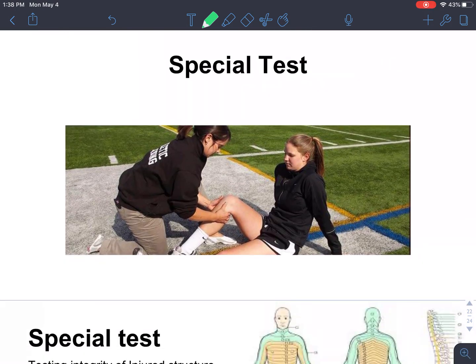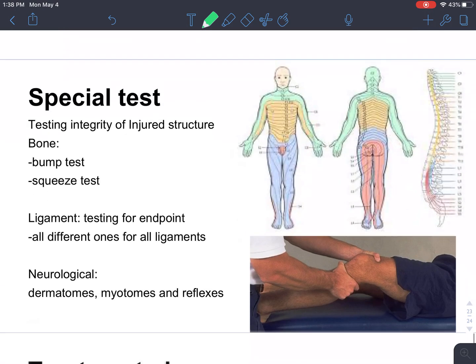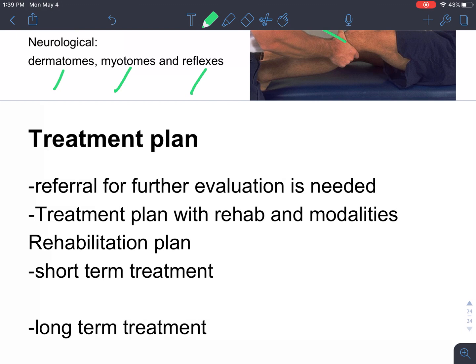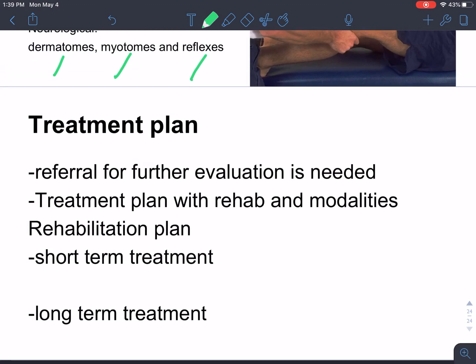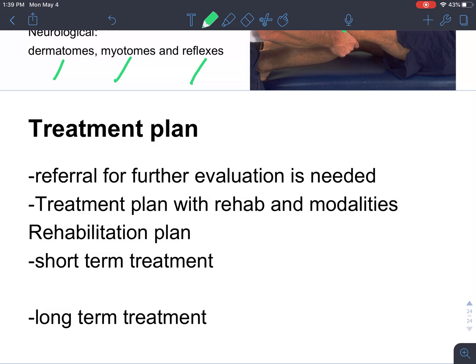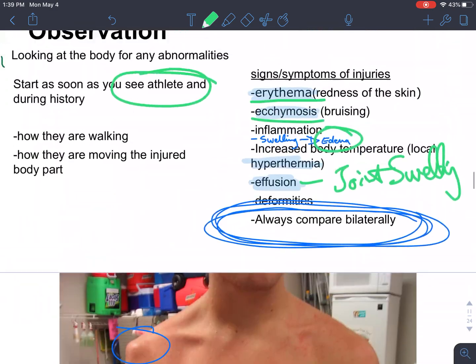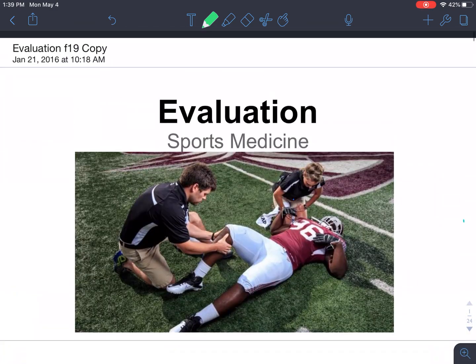Special tests we really won't get into too much. We do that more in advanced sports med, but you're testing for ligaments. Like right here, that's called Lachman's special test. They're testing for the ACL. There are some special tests for bones, like a bump test and a squeeze test. Neurological, so you've got dermatomes for sensation, myotomes for muscle function, and then reflexes. And then from there you come up with a treatment plan, and long-term and short-term rehabilitation plans and treatment plans. And that's the basic evaluation process. Let me know if you have any questions.